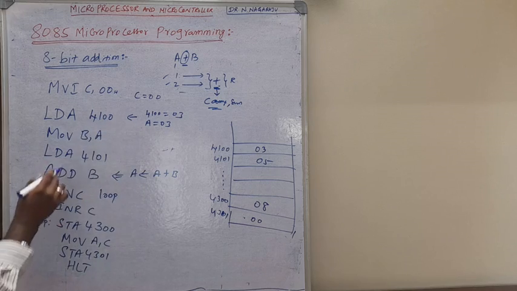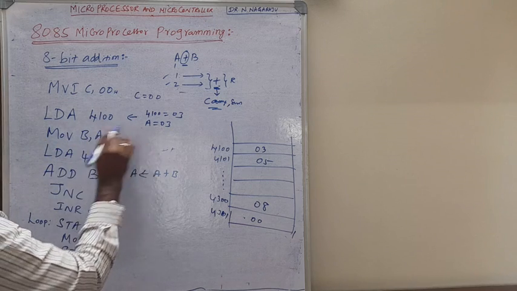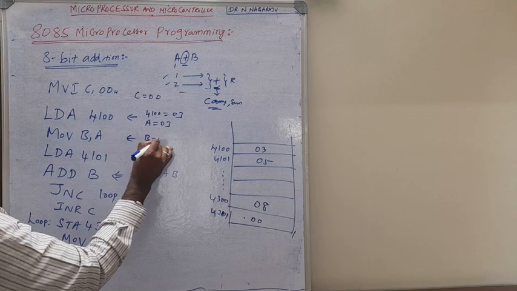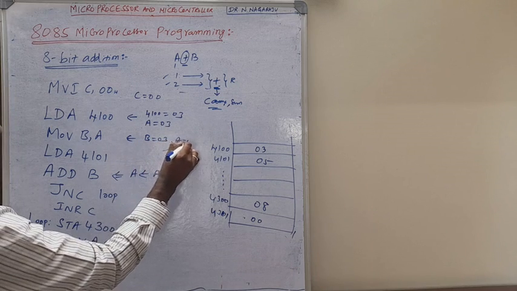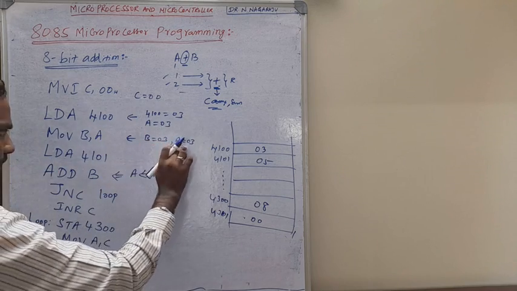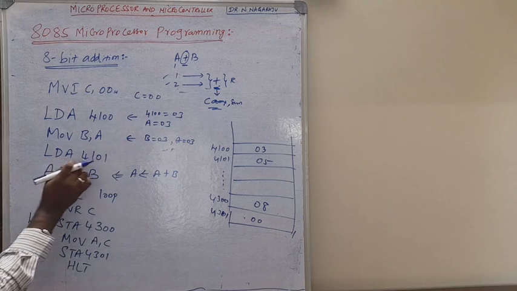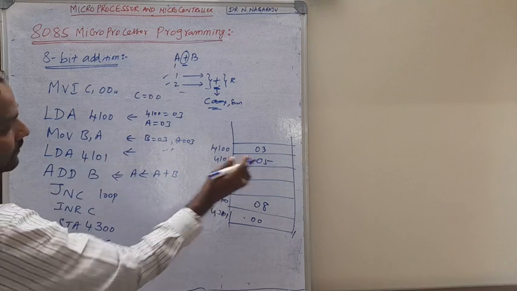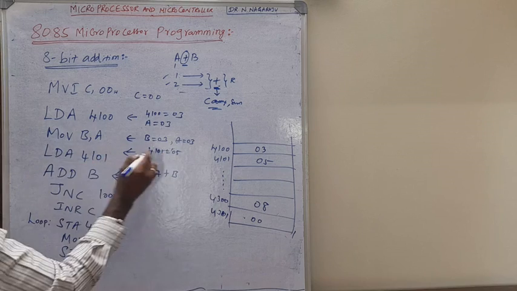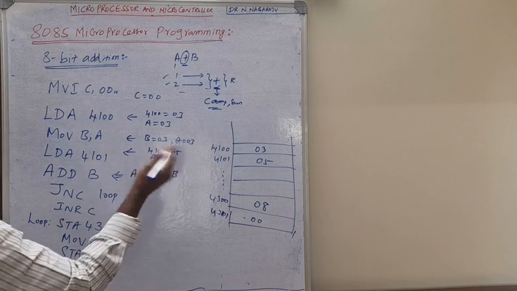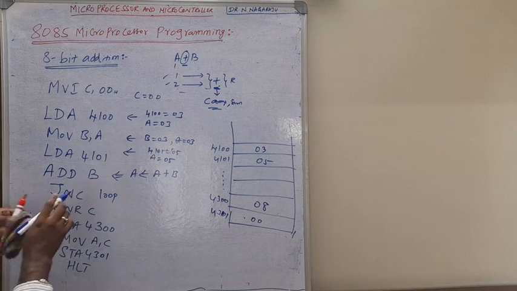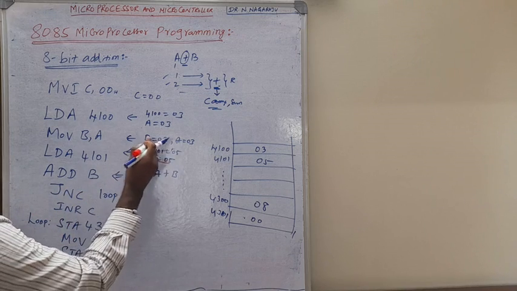Next, MOV B, A indicates that the A content, which is 03, is moved to the B register. So at this point B is equal to 03, and A also keeps it, because it copies only the data, that's it, right? So A is also 03 and B is also 03. At this point LDA 4101, which contains 05, is moved to the accumulator. Now it overwrites 03 with 05. So now the updated values are 05 and 03, right?